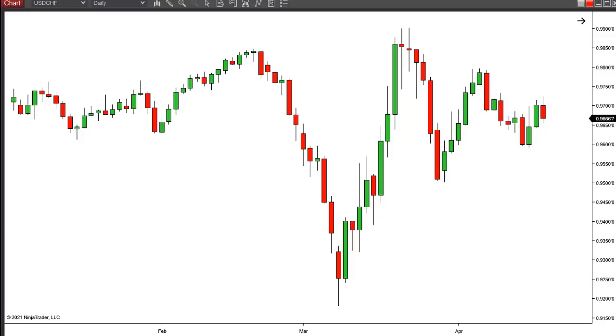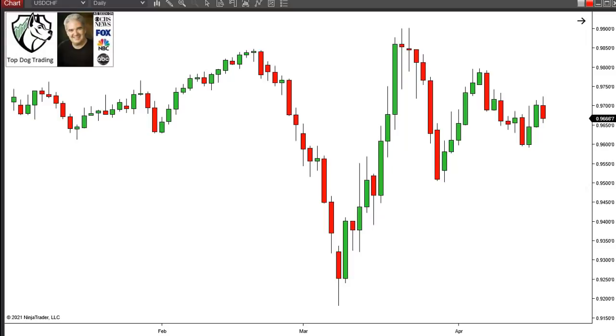Actually, this pattern for triangles will work on any market. I'm just using the Forex as an example today, but you can do this with stocks and futures and commodities as well. Day trading or swing trading. Today I got a daily chart here.